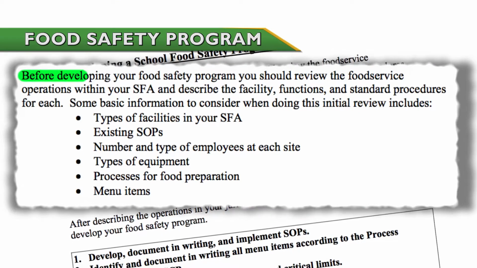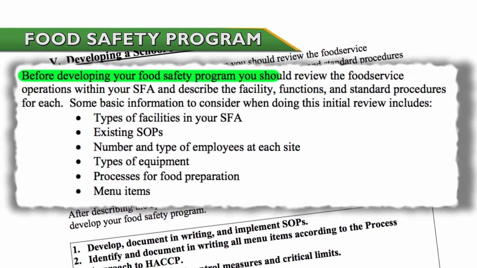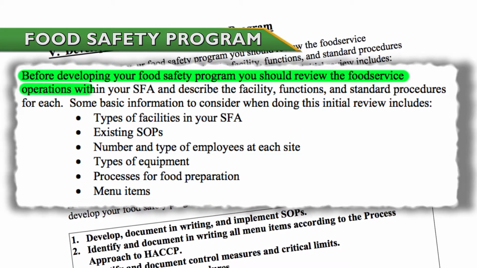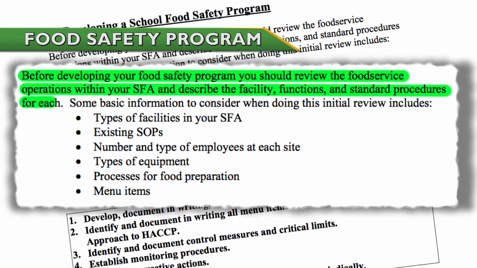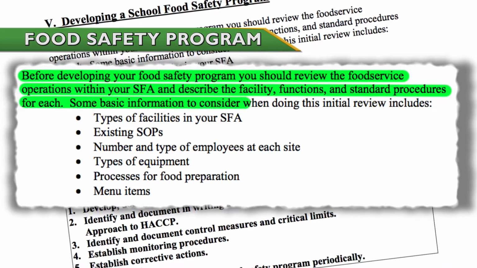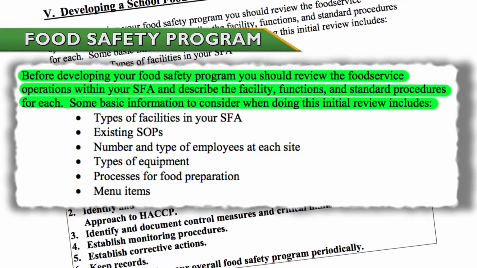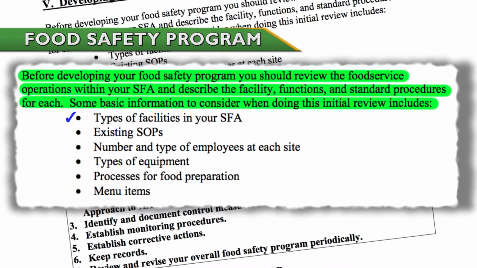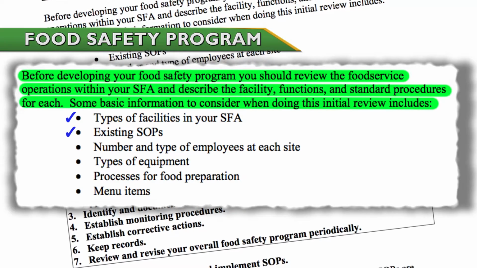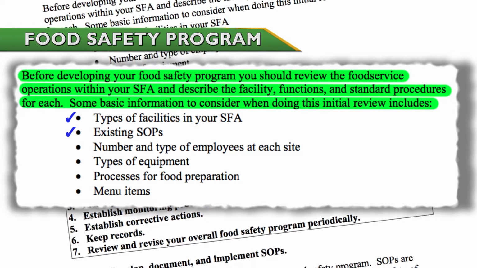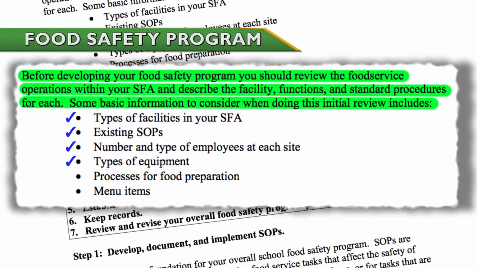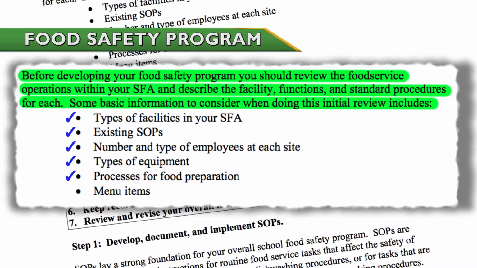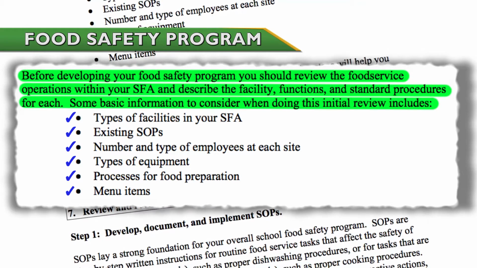Before developing your food safety program, you should review the food service operations with your LEA and describe the facility, functions, and standard procedures for each one. Some basic information to consider when doing this initial review includes the types of meal service facilities at your LEA. Examine the existing standard operating procedures, the number of employees at each site, the types of equipment in use, the food preparation process, and the menu items being prepared.